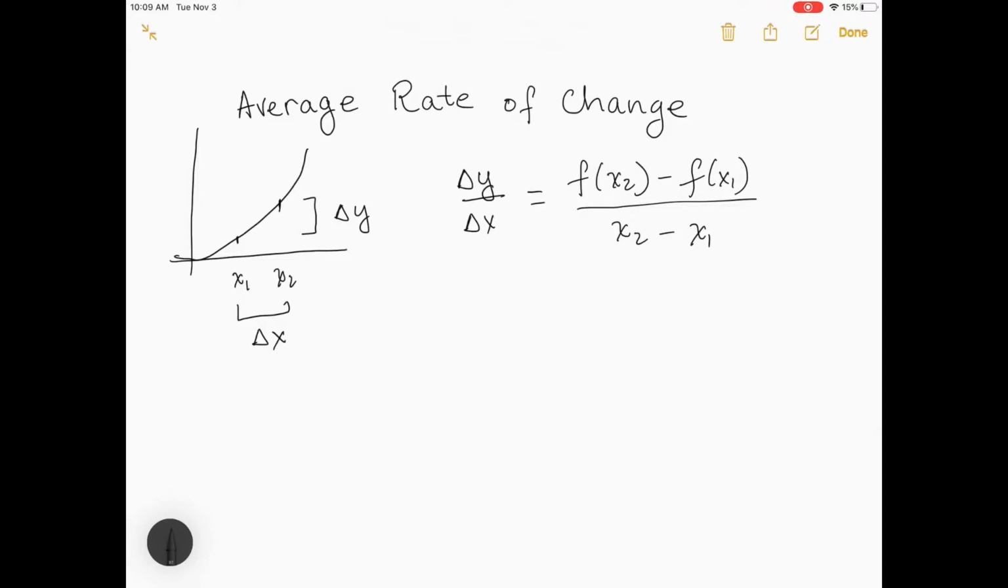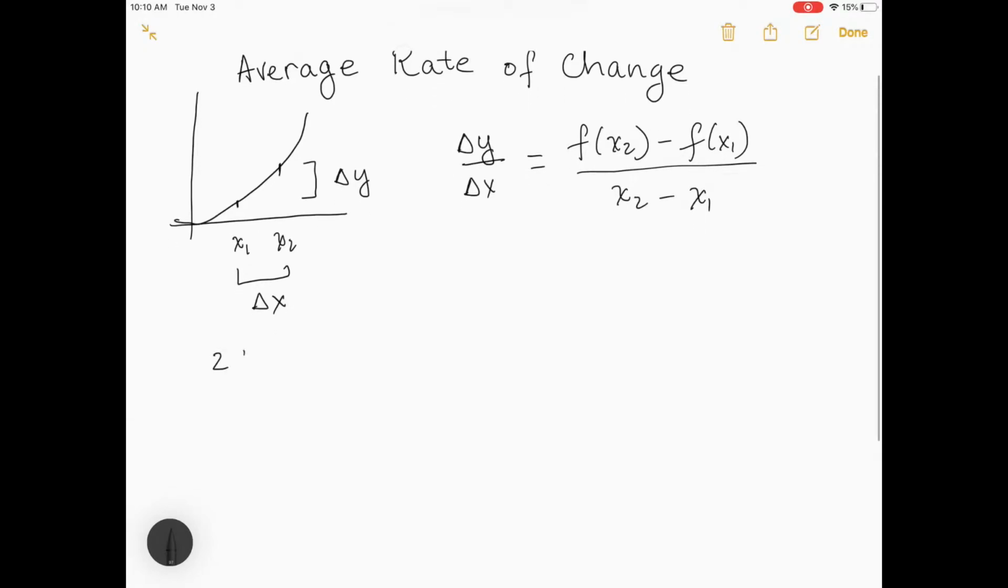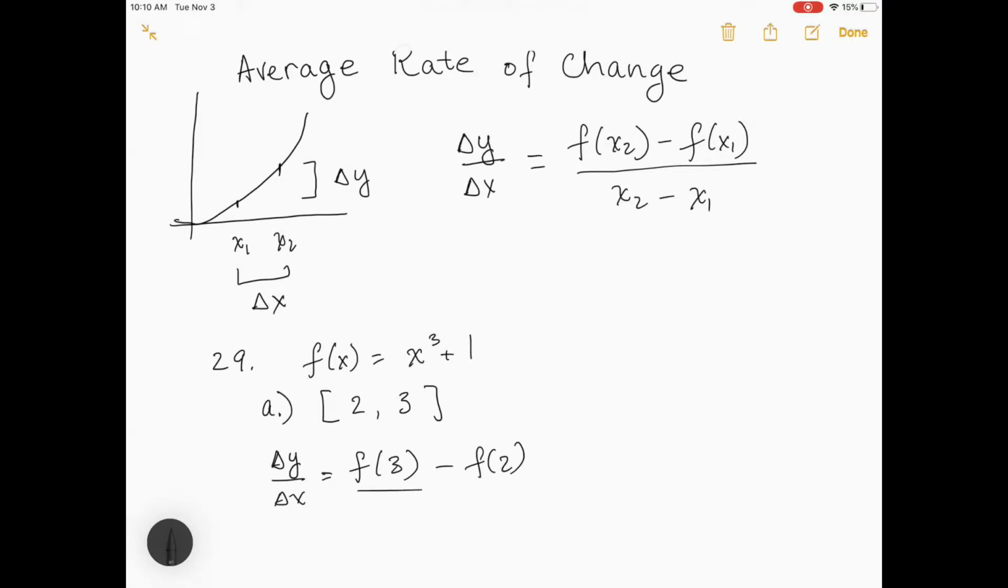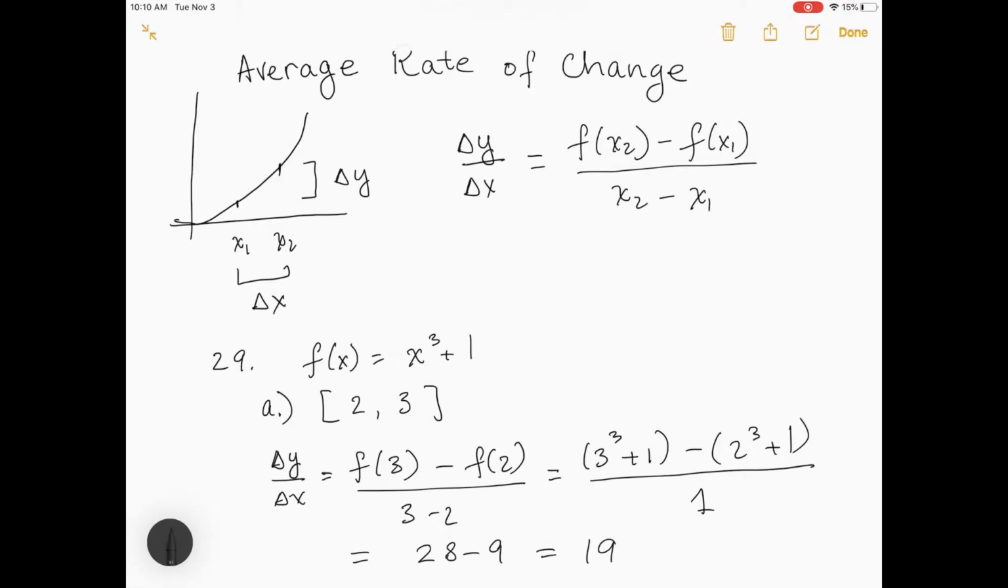Okay, now I will do some problems to illustrate how to find average rate of change. Looking at problem 29, f(x) is equal to x cubed plus 1. We are asked to find the average rate of change over the interval 2 to 3. Using the formula, delta y over delta x is equal to f(3) minus f(2) divided by 3 minus 2. Writing out my function, I have (3 cubed plus 1) minus (2 cubed plus 1) divided by 1. Solving this, I get 28 minus 9, which is equal to 19.